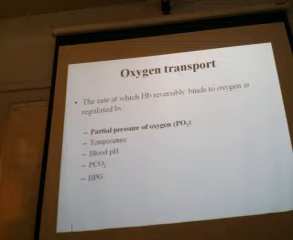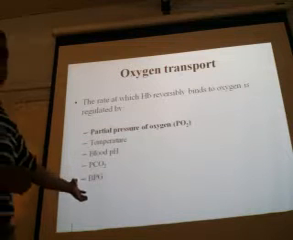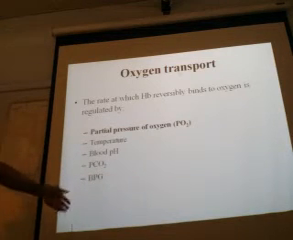The rate at which hemoglobin reversibly binds to oxygen is regulated mostly by the partial pressure of oxygen. Then by temperature, the pH of the blood, whether it is acidic or alkaline, acidosis or alkalosis conditions. The partial pressure of carbon dioxide is also affecting it, and 2,3 DPG or BPG, 2,3 diphosphoglycerate or bisphosphoglycerate. Okay.